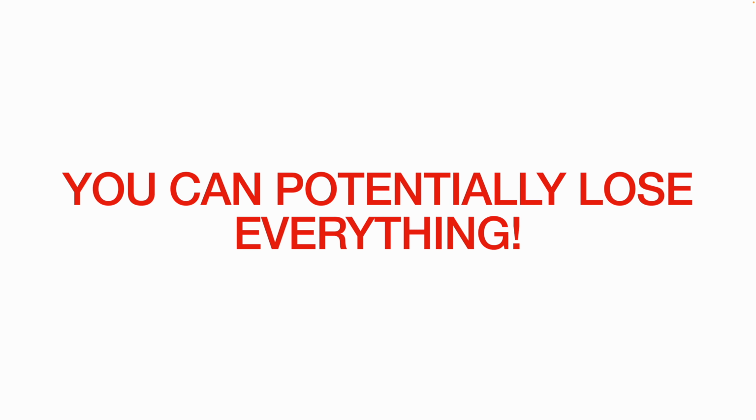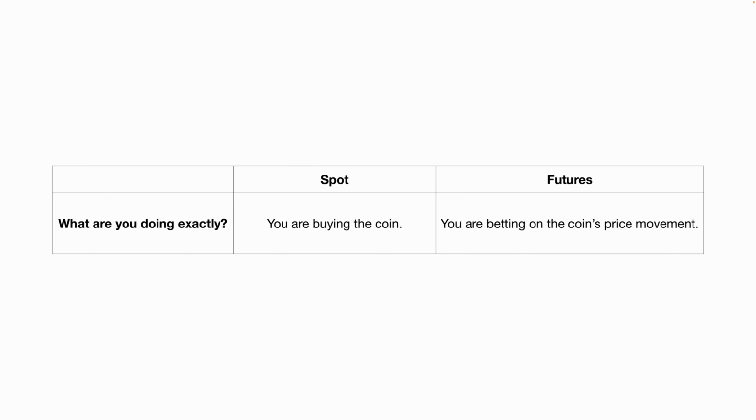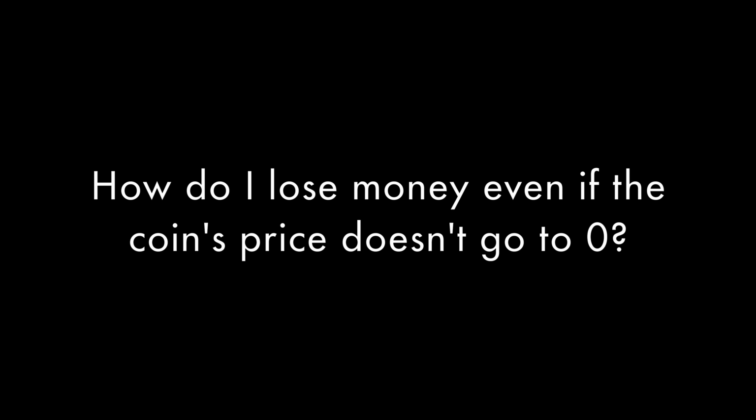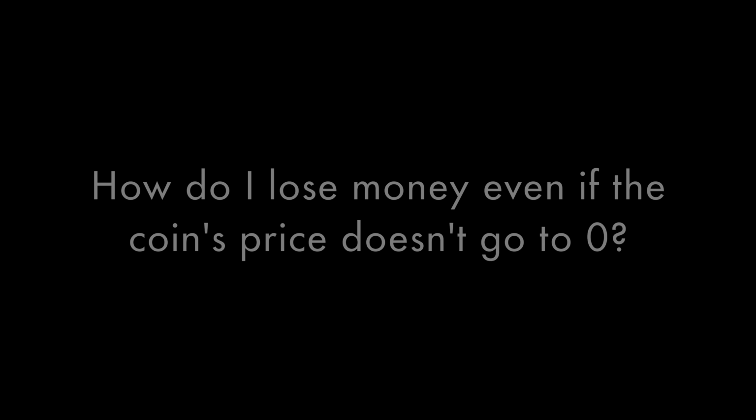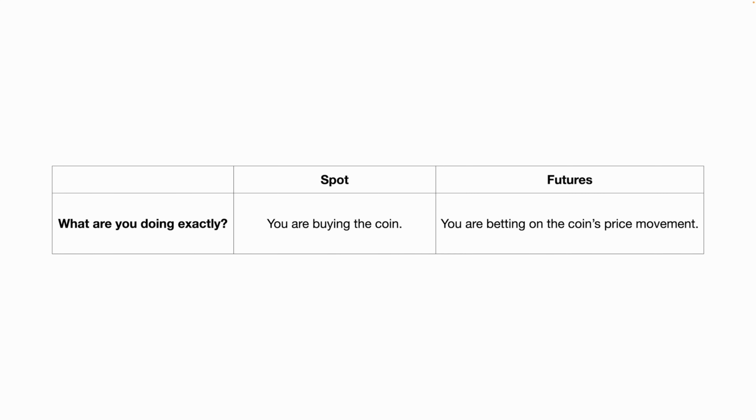This is completely different from the spot market, where you can only lose what you have if the coin's price goes to zero. This is because in the spot market, you're actually buying the coin, but in the futures market, you're just placing a bet on whether the price will go up or down. Now, you may be wondering how it's possible to lose all of your money even if the coin doesn't go to zero, and that brings me to my second point, which is leverage.